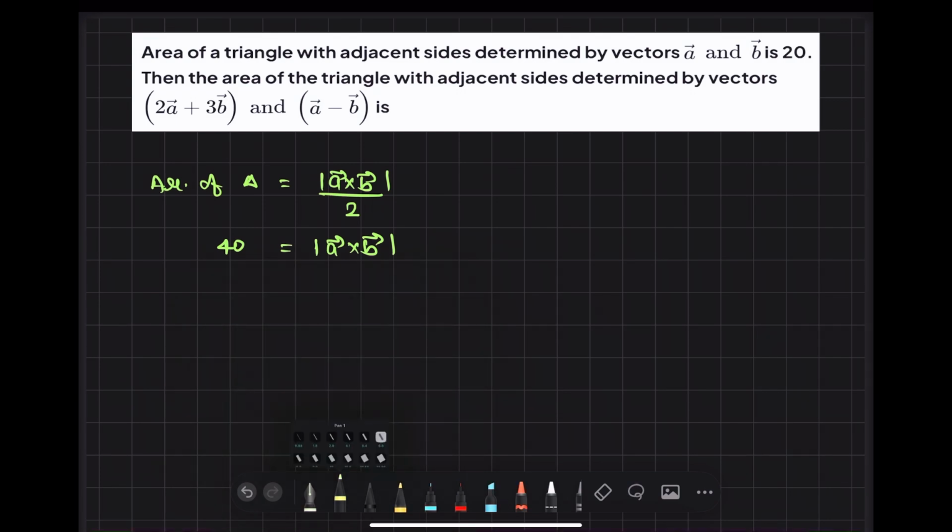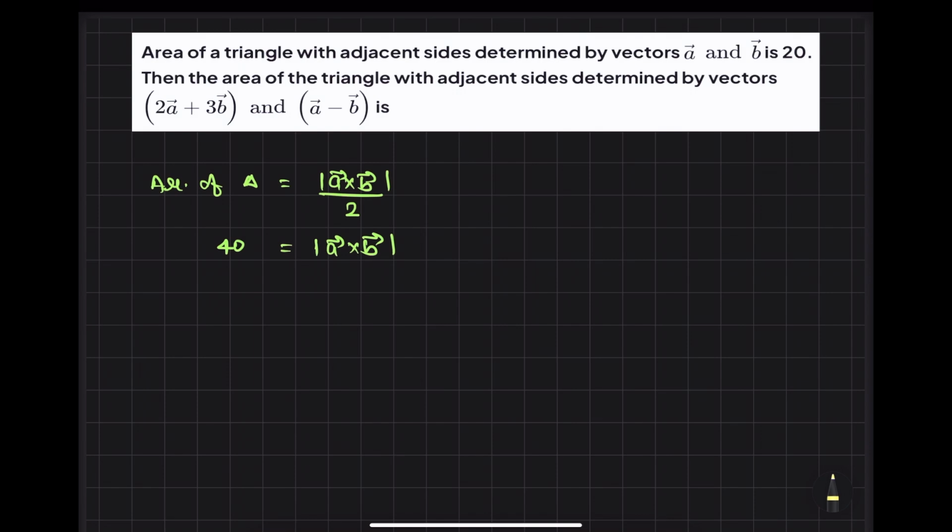Now look at this. Then the area of the triangle formed by the adjacent sides determined by these vectors. So we have to find out the area of the triangle again. So area of triangle equals half of magnitude of 2a plus 3b, okay, cross a minus b. Be very careful, you know that you are doing cross product.